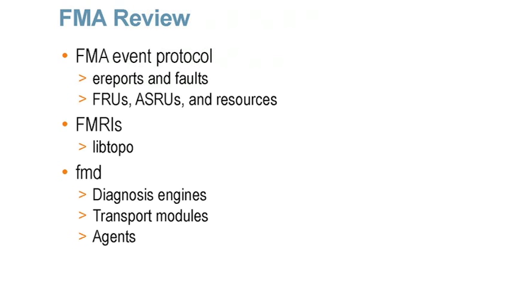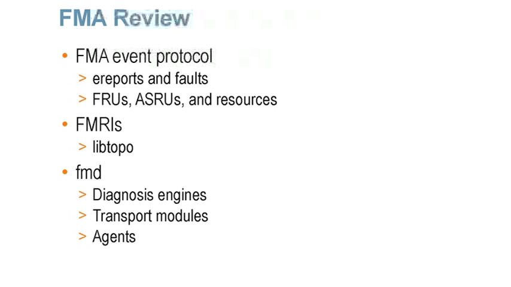So the terminology we use is FRUs, ASRUs, and resources. A FRU is the field replaceable unit. That's the physical component that you would have to go replace if something were wrong. And ultimately, that's the most useful thing for an administrator. So when there's a fault, it says the FRU is your CPU or your DIMM, and that's what you go and replace. The ASRU is the automatic system recovery unit.